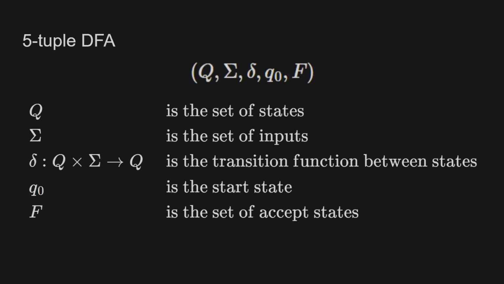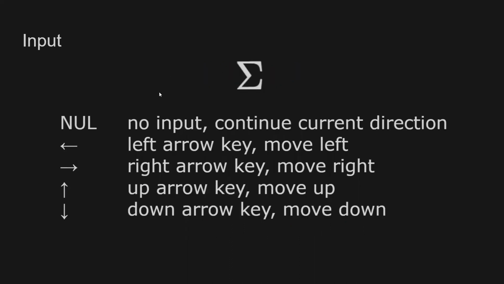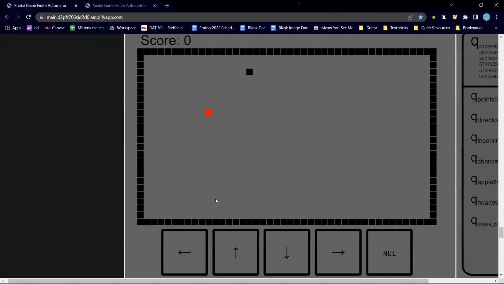We construct the finite automaton as a DFA, which we represent as a five-tuple, with a set of states, a set of inputs, a transition function, a start state, and a set of accept states. The input alphabet accepts 5 characters. It accepts up, right, down, left. It also accepts a null symbol, which indicates that the user didn't input any new direction for that game tick, and the snake continues along its current trajectory.